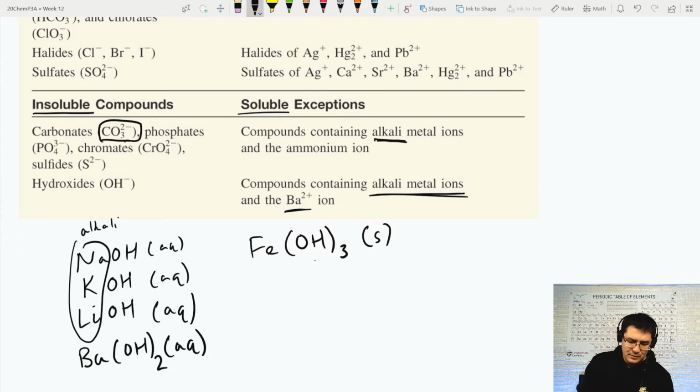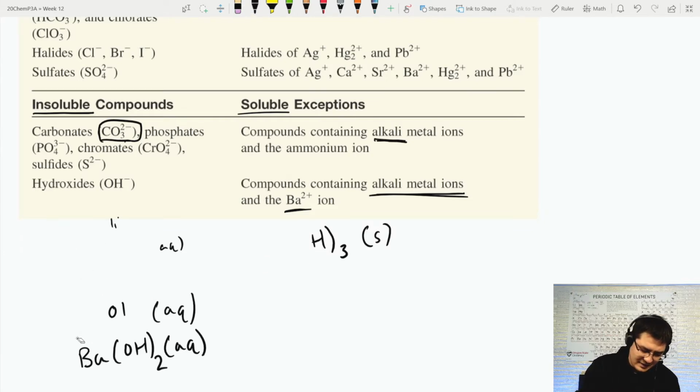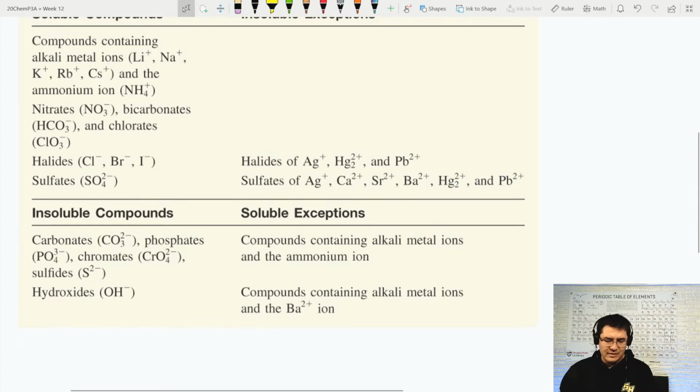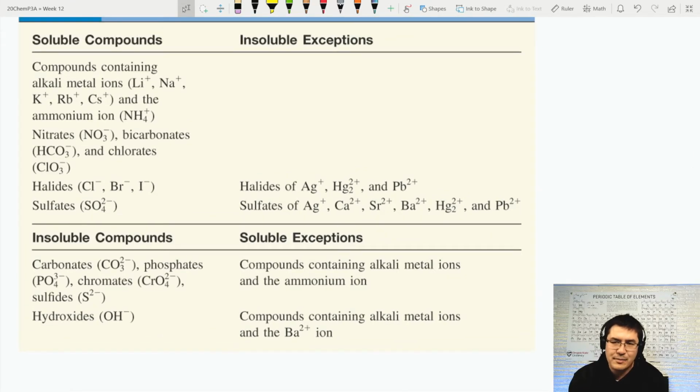So this list of rules is not all of the solubility rules. Okay, it's just a compilation of common ones. So it won't cover every chemical. Okay, but this is just the table of observations that were made.